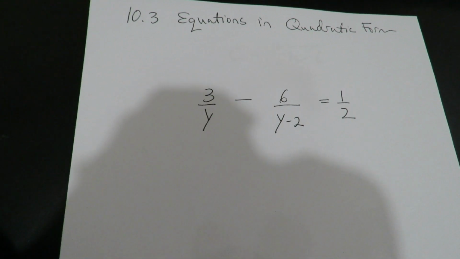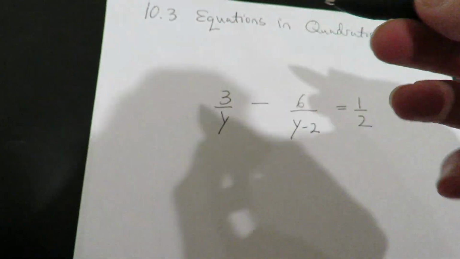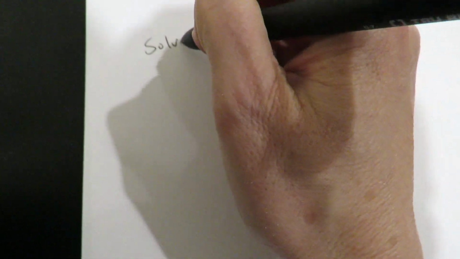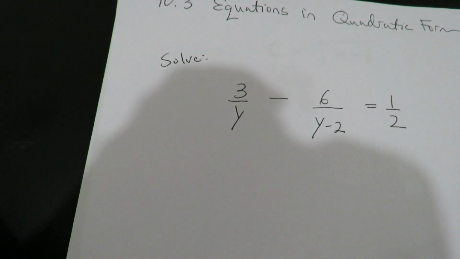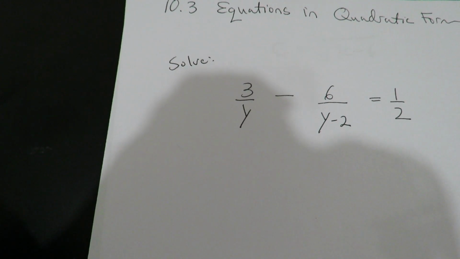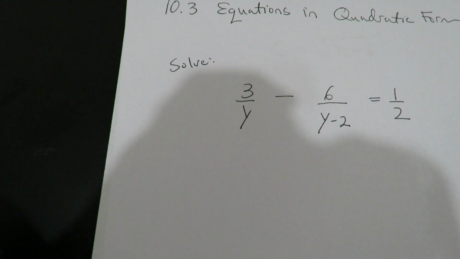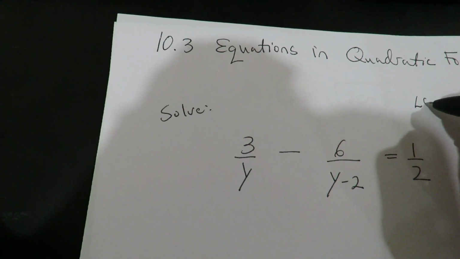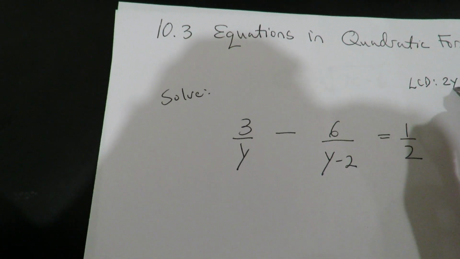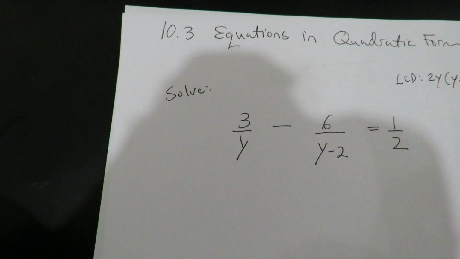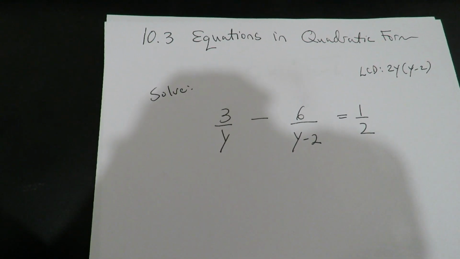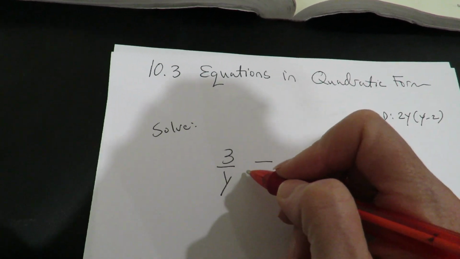Okay, gang, so let's start with this one. This is a solve. This should look familiar to you. You did a problem like this on exam number 2, so we've already done this before. This is just a repeat. To solve this, we would find the LCD, which is 2y, y minus 2. And the way we did it in class was we would just give it what it's missing.